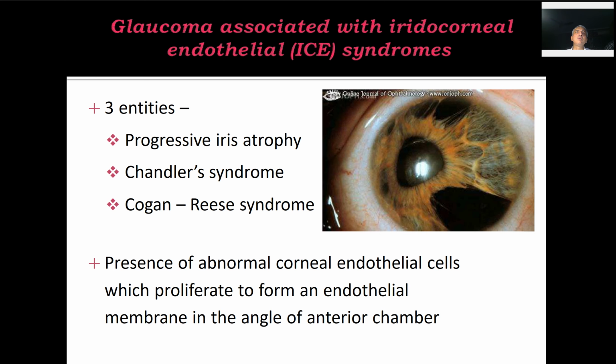Then this is a rare entity which we'll just quickly go through, which is glaucoma associated with iridocorneal endothelial syndromes. There are three entities in it: progressive iris atrophy, Chandler syndrome, and Cogan-Reese syndrome. There is presence of abnormal corneal endothelial cells which proliferate to form an endothelial membrane in the angle of the anterior chamber. So this is important to know in these patients.